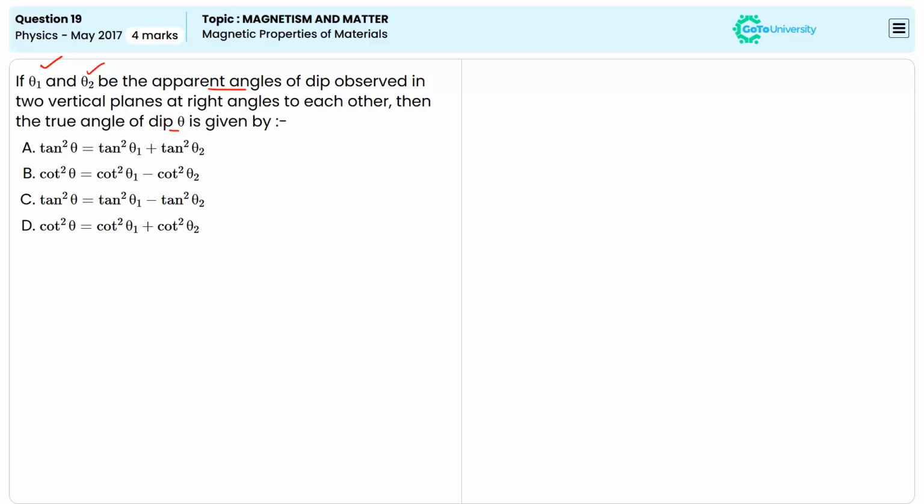So the true angle satisfies the cotangent relationship, which is nothing but cot²θ equals cot²θ1 plus cot²θ2.